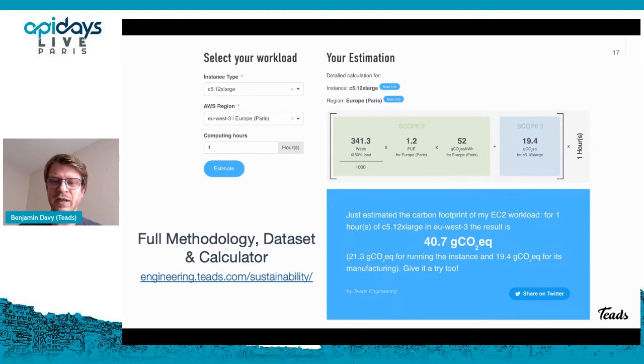Anyway, this tool and this dataset can be used for a granular analysis of our infrastructure, even if it's not perfectly accurate. You can get all the resources related to this session on our website with the full methodology, the dataset, and this calculator on engineering.teads.com. And we are really looking for feedback, so please do not hesitate to contact us.